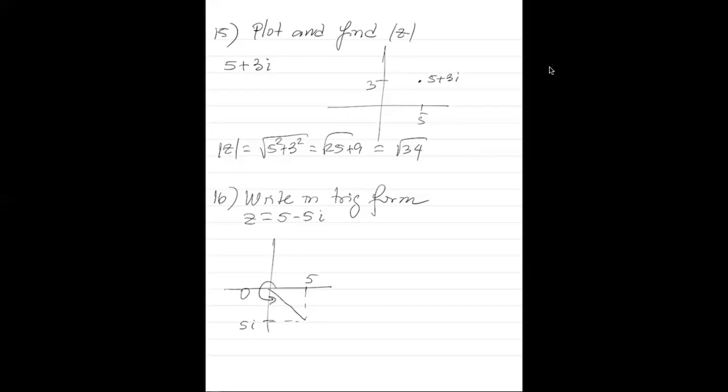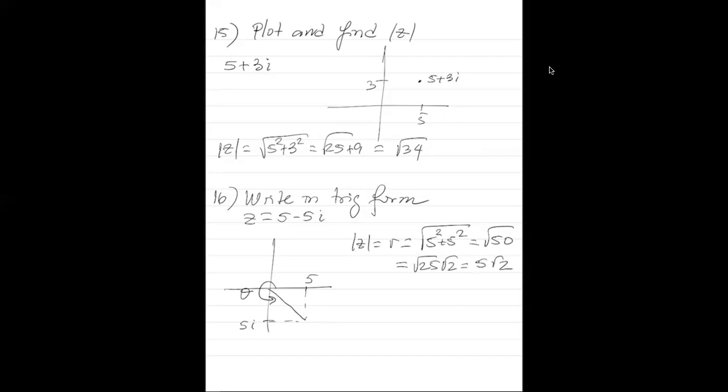is the angle theta. So the absolute value of z, which is r, is the square root of 5 squared plus 5 squared, square root of 50. So we can simplify that as square root of 25 times square root of 2. So 5 root 2 is r.